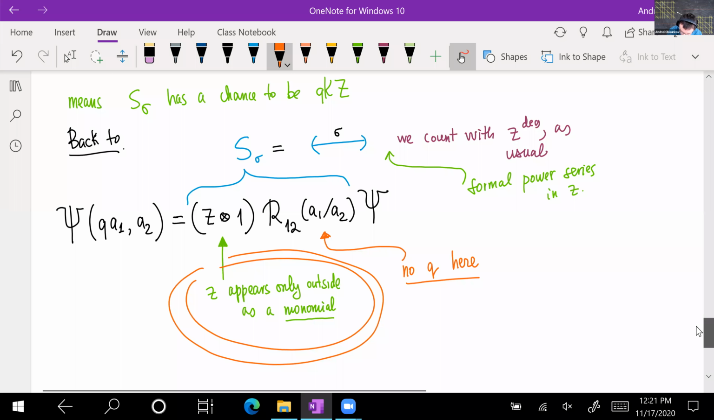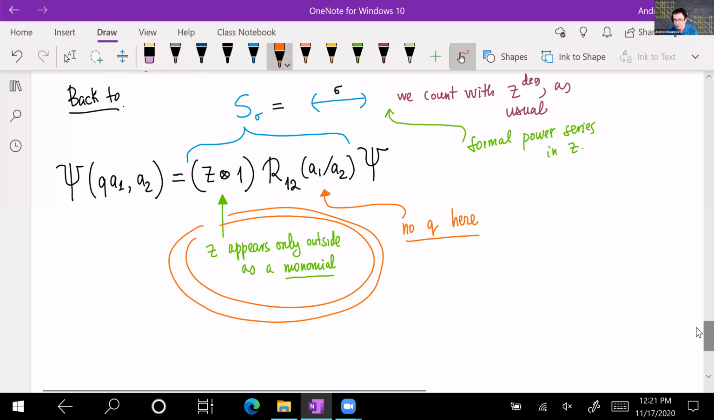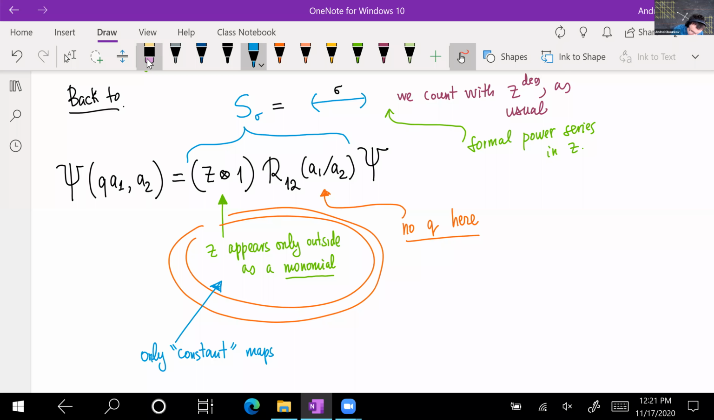This means what I already tried to stress before. So the fact is that this is monomials. This comes from, so it means only constant maps contribute. Quasi maps. So this means this z tensor 1 is really z, the degree of the constant.